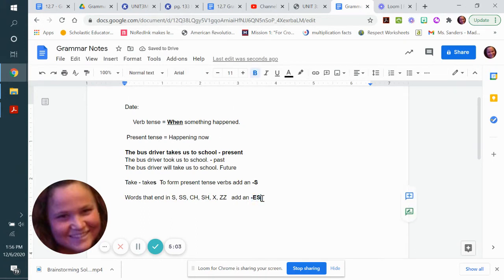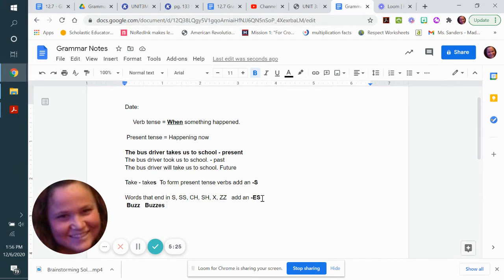So the example that they give us in our lesson is, for example, buzz ends with two Z's. So in order to make it present, like they're buzzing right now, we would say the bee buzzes. We have to add that ES to the end.